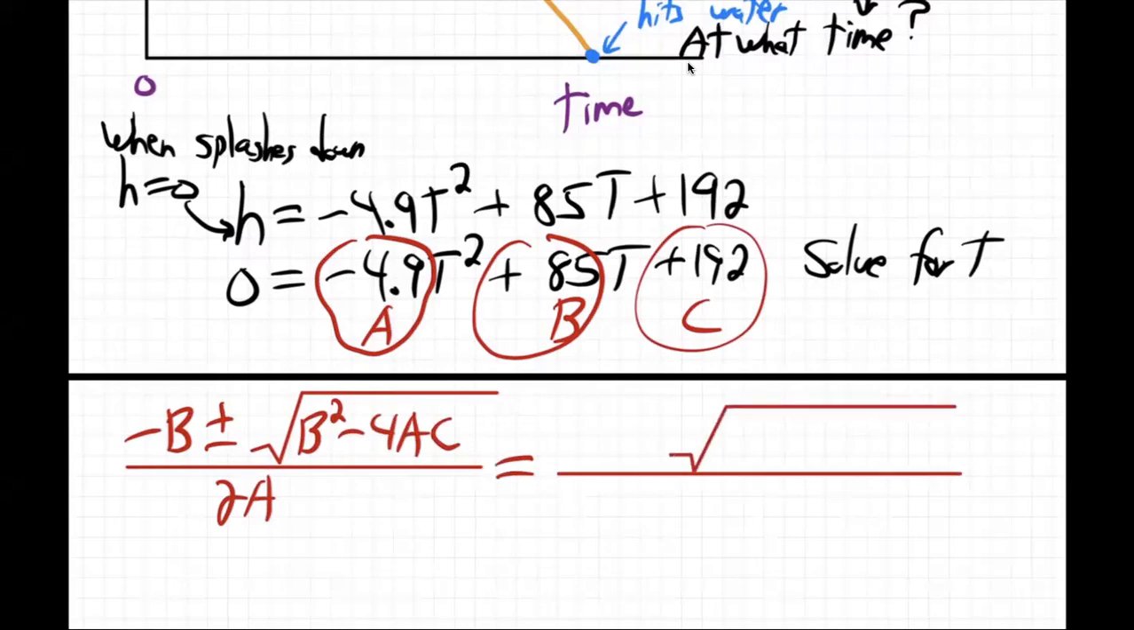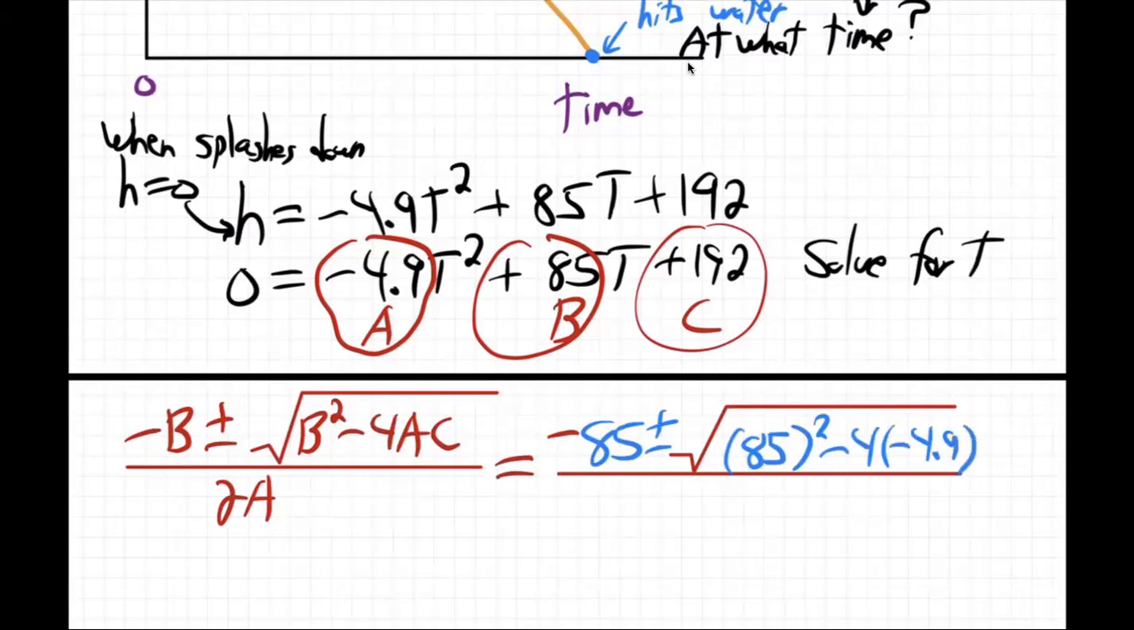All right. So we got negative b, and then we got b. What's b? 85 plus or minus the square root of b squared: 85 squared minus 4 times a, which is negative 4.9, times c, which is 192. Exactly. All over 2 times a, and what is a?